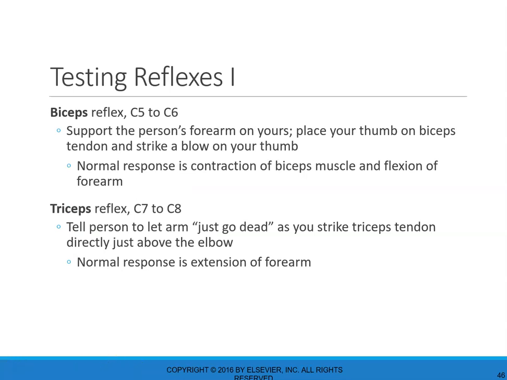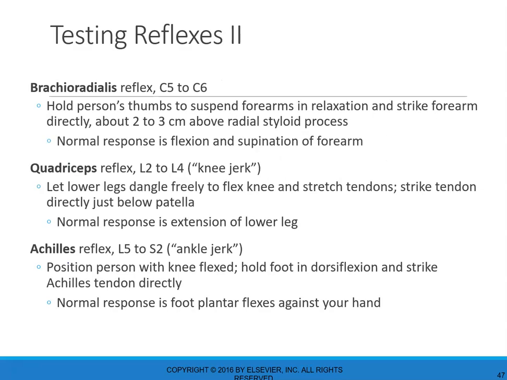So as you're testing the reflexes, you can test the biceps reflex, and the normal response is contraction of the biceps muscle; you'll see the contraction and the flexion of the forearm. For the triceps, you're going to see extension of the forearm. For the brachioradialis reflex, you're going to see flexion and supination of the forearm. For the quadriceps reflex, you're going to see extension of the lower leg. And for Achilles, it is plantar flexion against your hand.